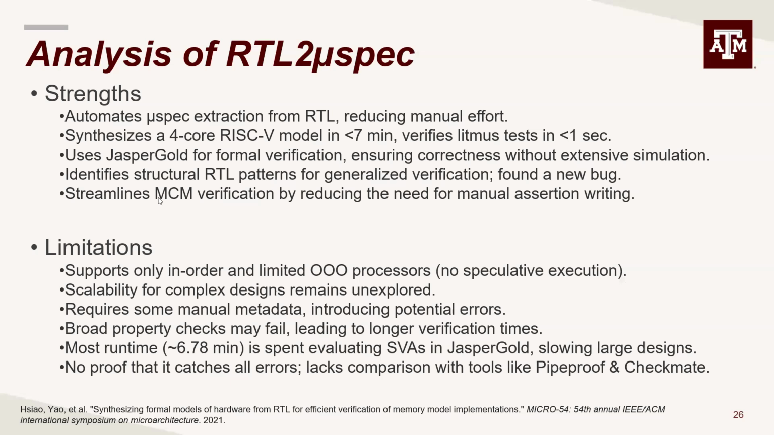manually write assertions. There are some limitations, such as this only works for in-order and limited out-of-order processors. There is no speculative execution support. This still requires some manual metadata. Most of the time is spent evaluating assertions in JasperGold, which slows down large designs. And there is no guarantee that it will catch all errors, and there is no comparison with other tools.